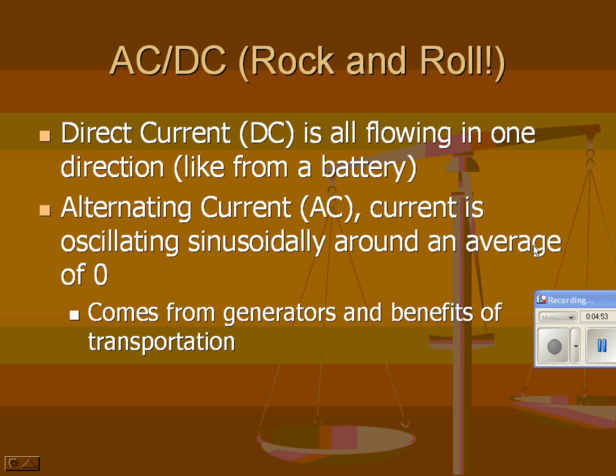But there's a couple of reasons why we use AC. One, the way we generate electricity creates AC current, which is kind of nice. Two, AC current is much more easily transported than DC current. It's very hard to get DC current very long distances, but alternating current, you can do it very easily.